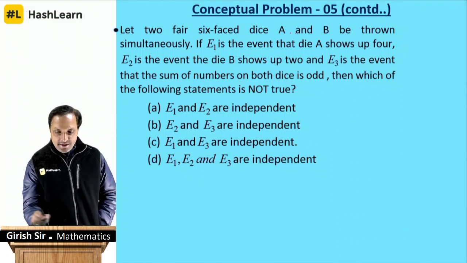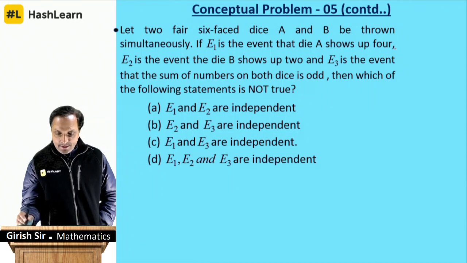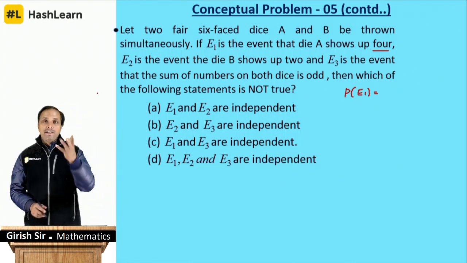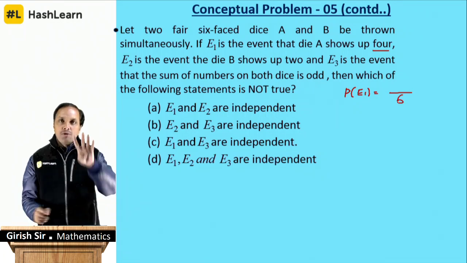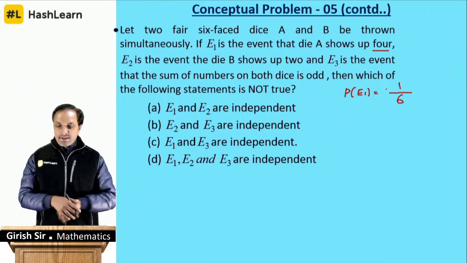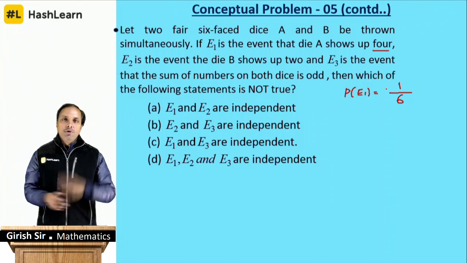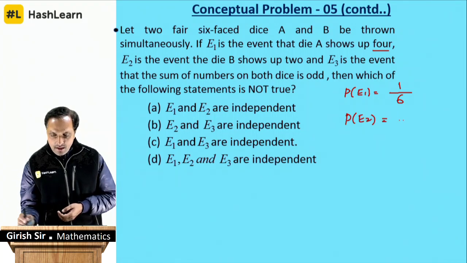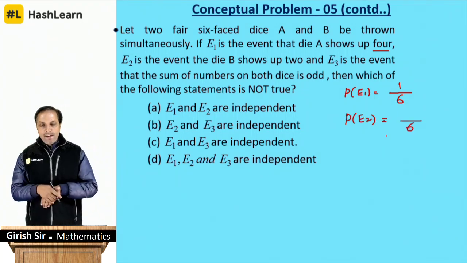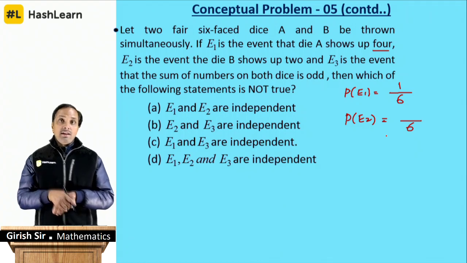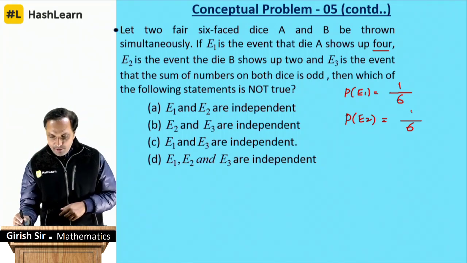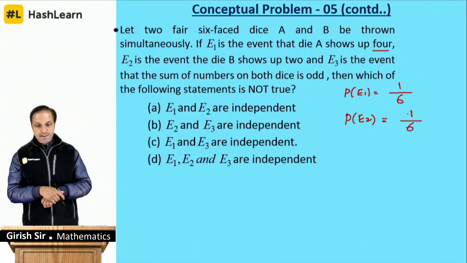See, 2 fair 6-faced dice are thrown simultaneously. Event 1: a die shows 4. A die will have 6 cases, and out of 6, 4 will show in only one case, so the probability is 1 out of 6. Event 2: you are throwing a die and it shows the number 2. Out of 6 faces there is only one face which has 2, so that is the probability of event 2.